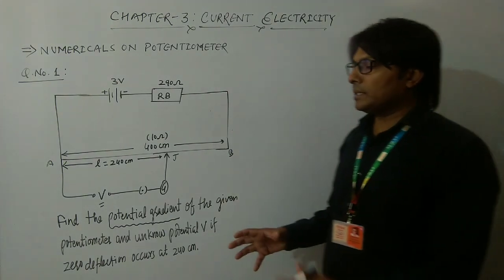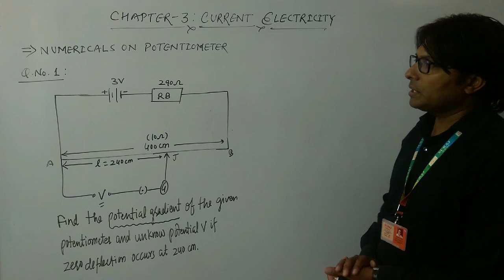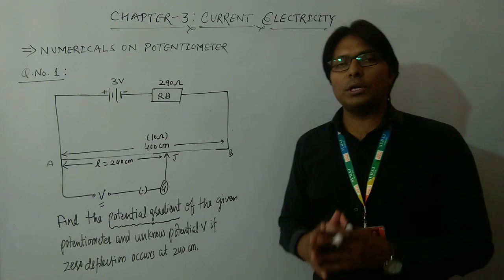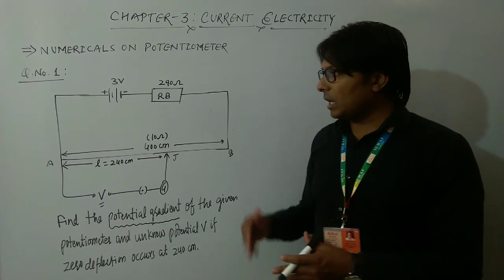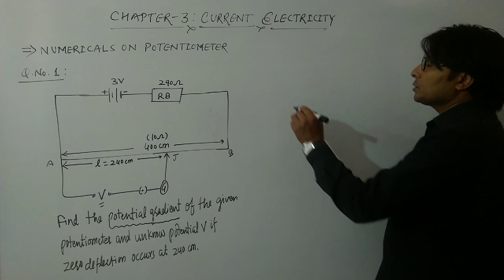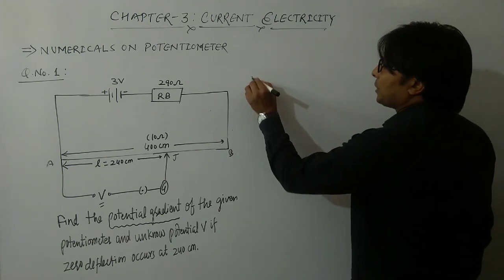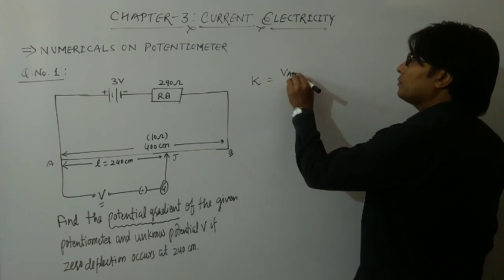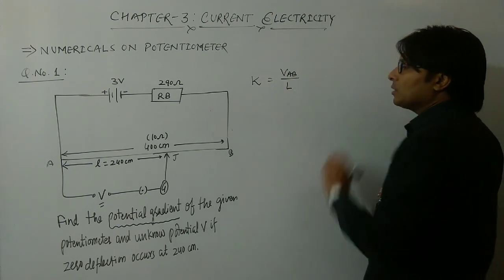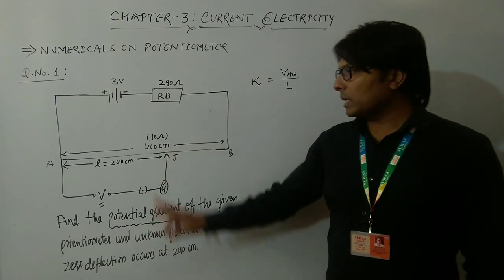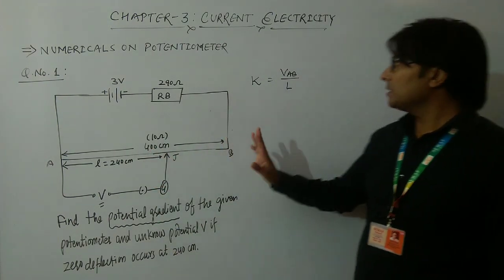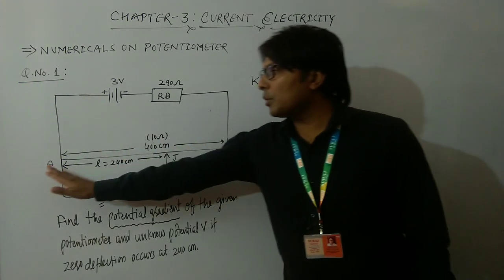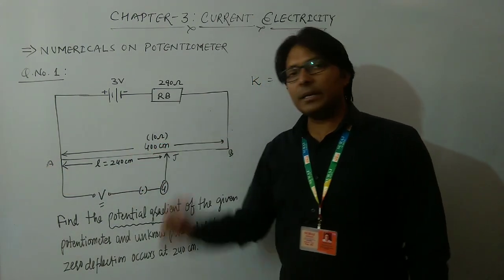So how do we find the potential gradient of a potentiometer? Potential gradient depends only on the primary circuit. What is the formula for potential gradient? As you can recall from the last video, potential gradient is denoted by K, and it is the total voltage drop on wire AB divided by the total length of wire AB. The total length is given as 400 centimeter, and we will use it. V_AB we have to find out. V_AB is the potential drop on the entire length of this wire AB.